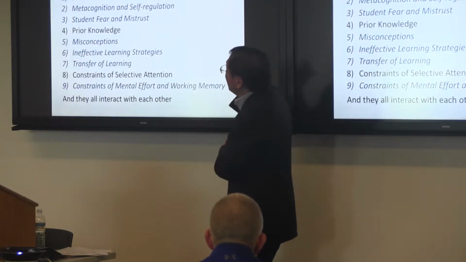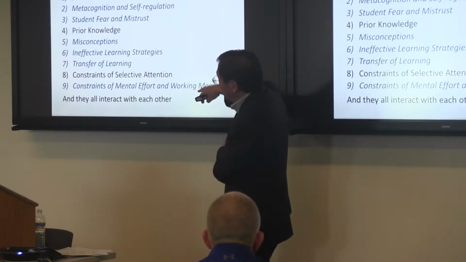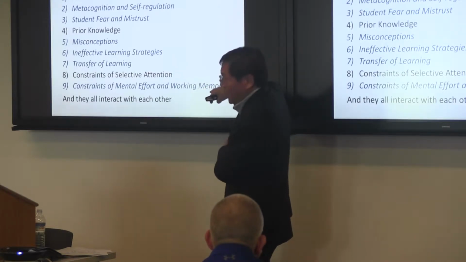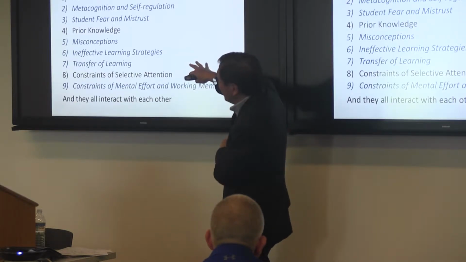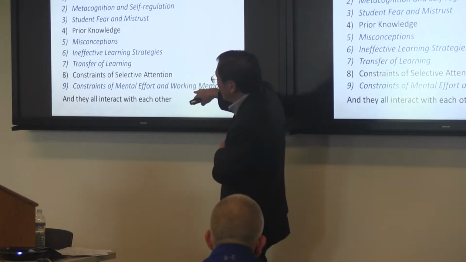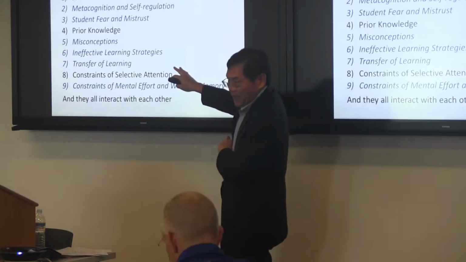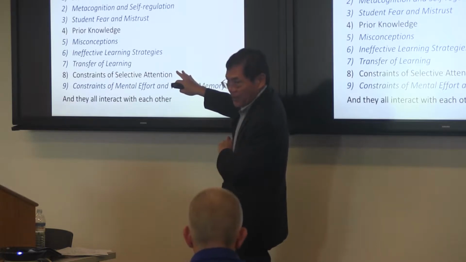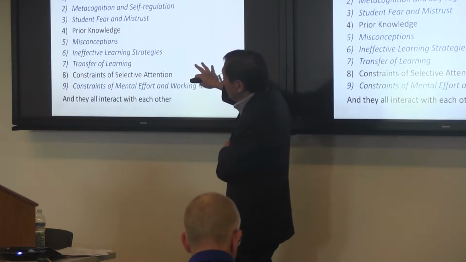Okay, so formative assessment can address these parts of those challenges. So 7 out of the 9, pretty good, right? The only ones it can't really help you out with are probably prior knowledge and constraints of selective attention. And I can argue that actually it can at least help you monitor what the prior knowledge might be. But you can actually address all of these challenges, 7 out of the 9 challenges, using formative assessment.